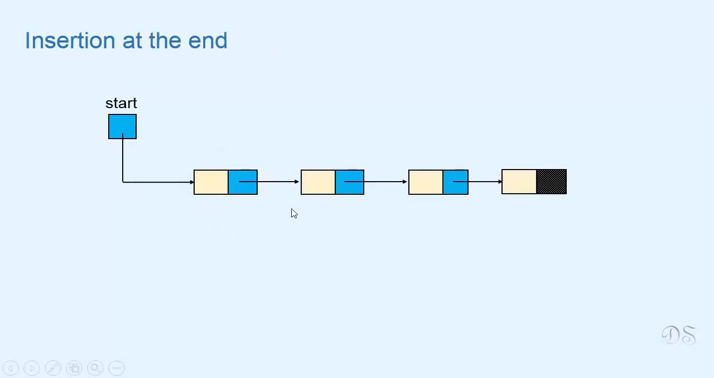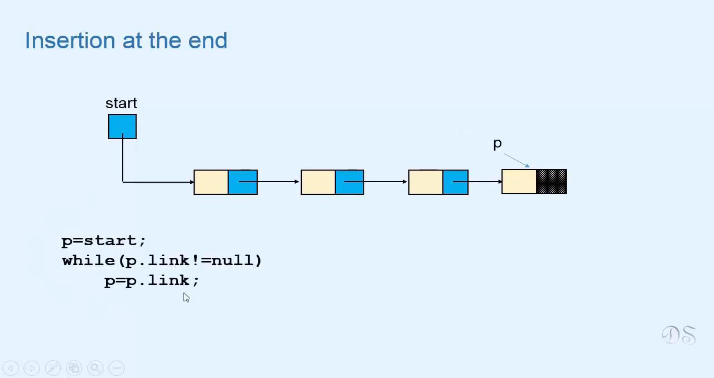Now let's see how we can insert a new node at the end of the list. For this we need a reference to the last node of the list. We've already seen how we can find reference to the last node of the list. After finding this reference, we allocate this new node. Now link part of this node should refer to this node. So we write p link is equal to temp and so this new node is inserted at the end of the list. Now let's see the code for all these insertions in our program.